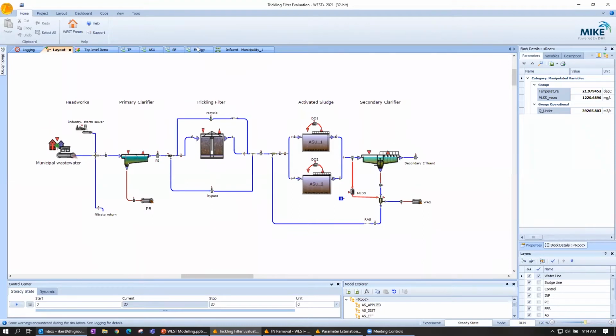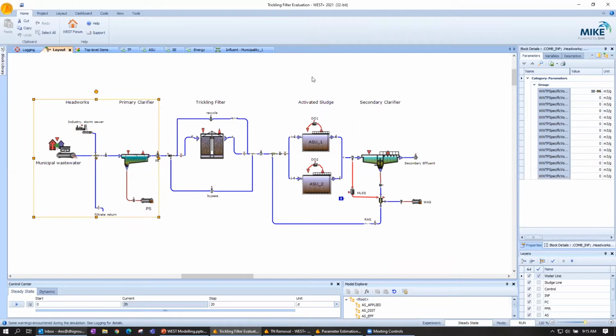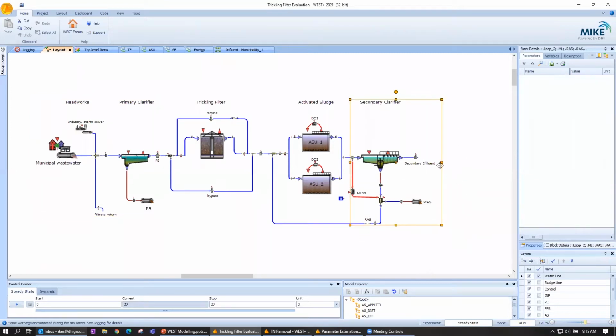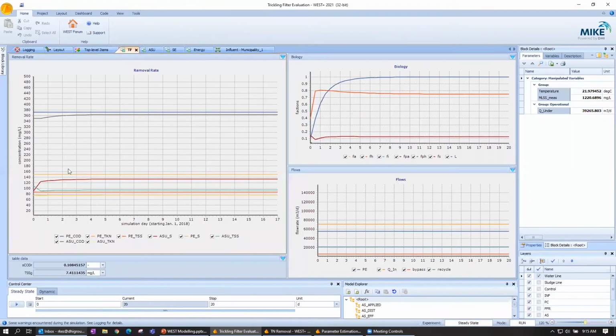It kind of gave us an idea that probably our influent file is okay. I tested the primary clarifier and looked at the primary effluent compared to measured values, and I would say we had good calibration on the front end, and then secondary effluent and wasting rate all kind of matched up. But the one thing that didn't quite calibrate at first was this trickling filter.